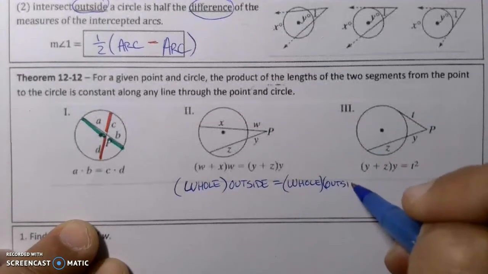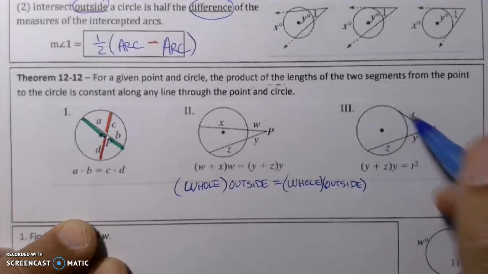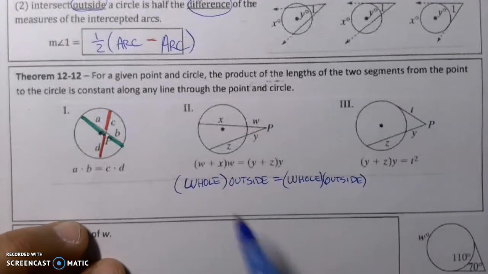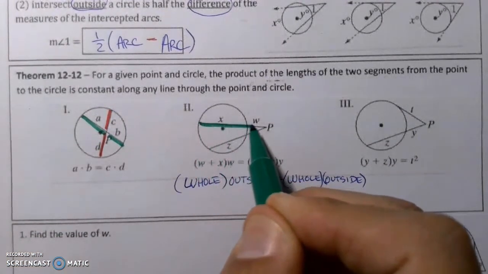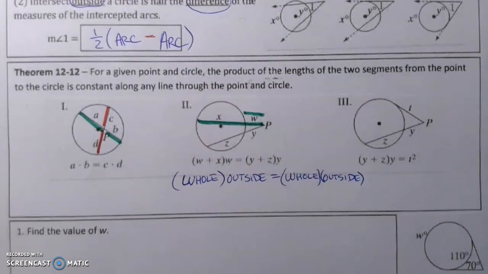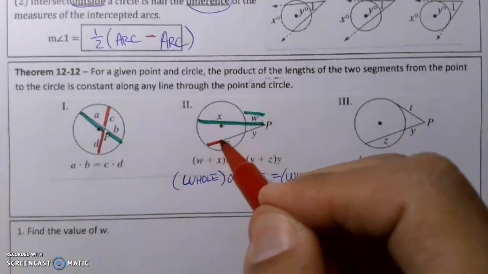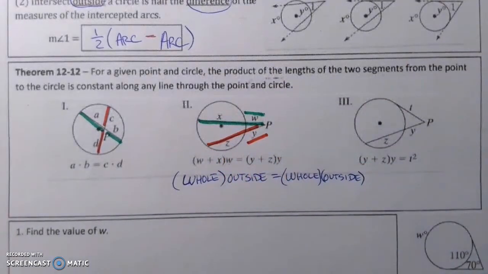And that's the same with this other guy here. The whole line times the outside portion, the whole line times the outside portion. So there's going to be the green line, the whole green line times the outside portion of the green line, and then there's the whole line in red times just the outside portion there in red. Okay, that's the same with this one here.